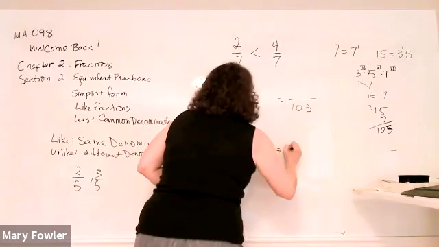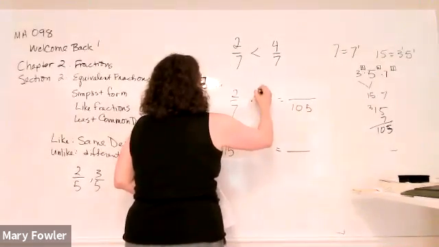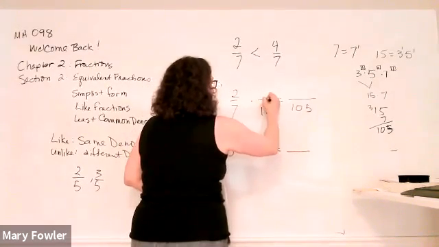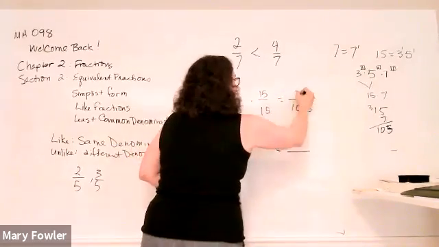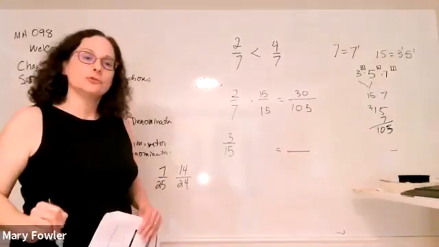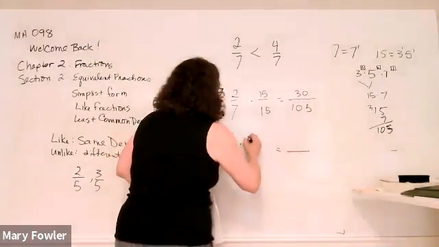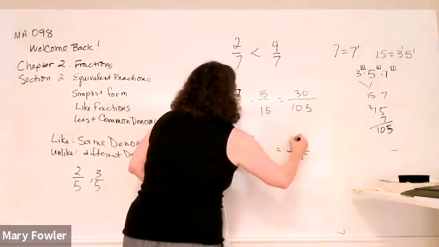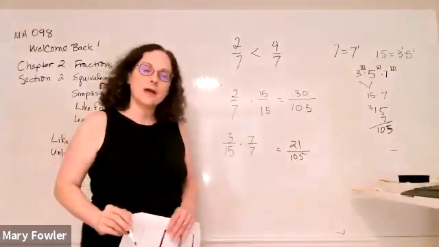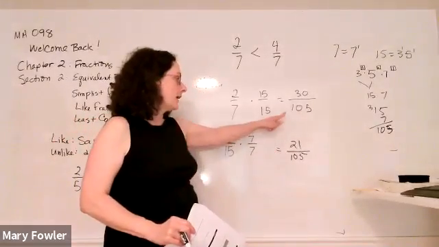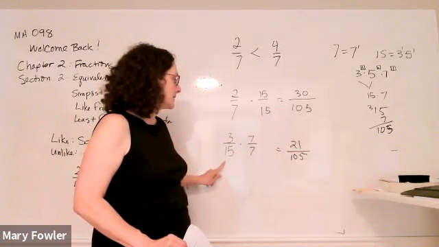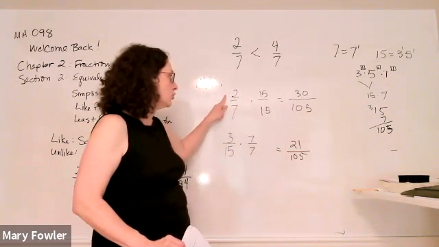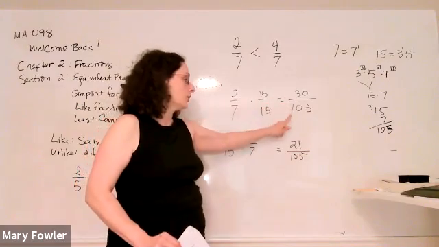So I know that if I multiply my 2/7 by 15 over 15, I'm going to get 30 over 105, and I similarly can multiply my 3/15 by 7 over 7, and I get 21 over 105. And now I can compare, and I can see that 3/15, which is equal to 21 over 105, is actually less than 2 over 7, which is equal to 30 over 105.